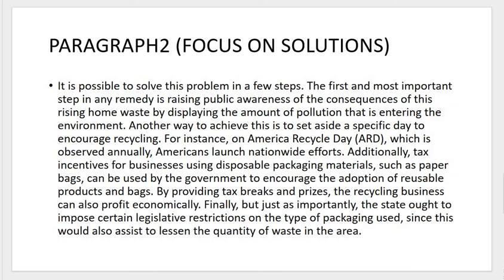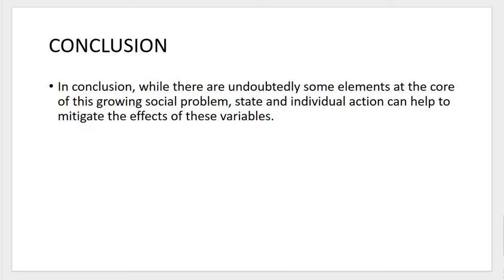Let us see our conclusion now. In conclusion, while there are undoubtedly some elements at the core of this growing social problem, state and individual action can help to mitigate the effects of these variables. So summarize what you have written. Initially you have given the problems, then you have given the solution. Now you are saying it is possible to mitigate these problems with some solutions. So this is how you can write your writing task 2 problem solution type of question.